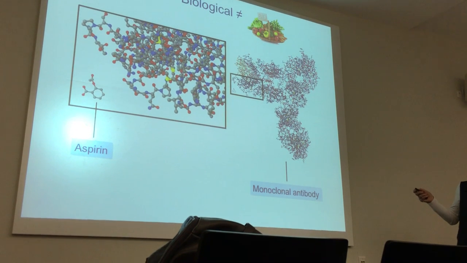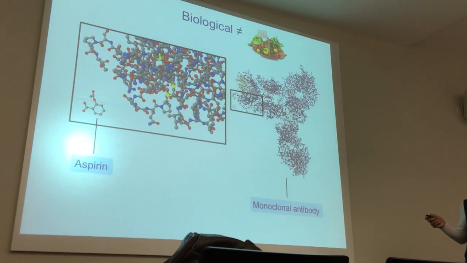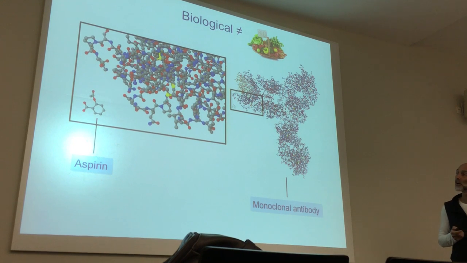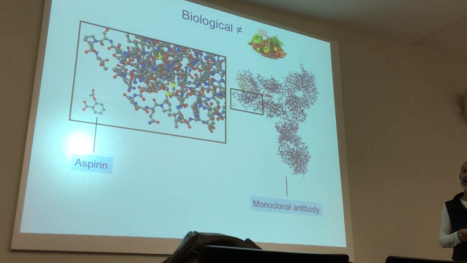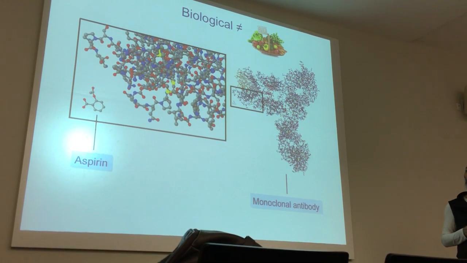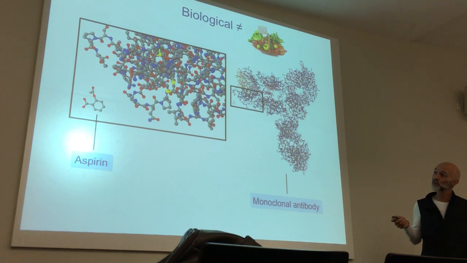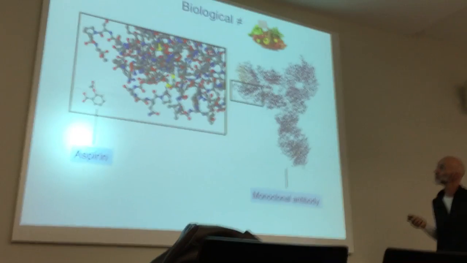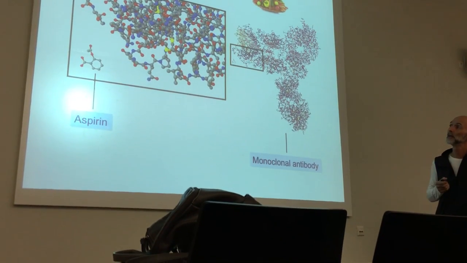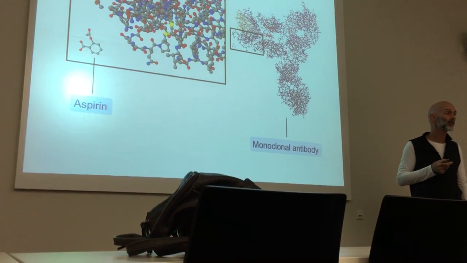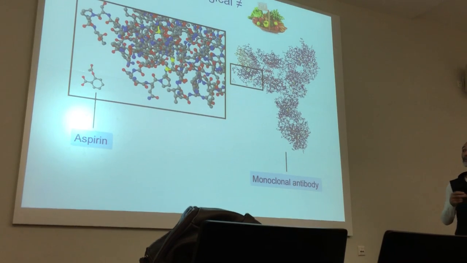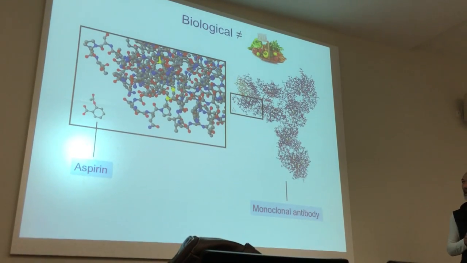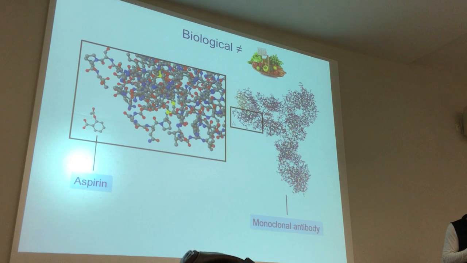This would be a biological drug, a monoclonal antibody. This would be aspirin. So these are very complex structures, proteins, large compounds, very complex. From aspirin, you can make a generic drug, a completely identical drug. For a monoclonal antibody, you can't make a generic drug. That's also the reason why the follow-up drugs are called biosimilars, because they're similar but not identical.